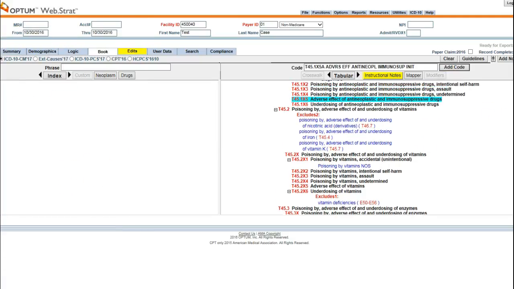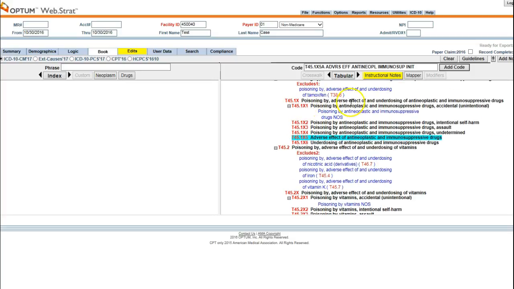So I have poisoning, adverse effect, underdosing, no. Poisoning by intentional, no. Assault, no. Undetermined, no. So here we are. And as you can see, you can always go back to look at the 3 or 4 digit category. And so for her, she has T45.1X5, and then we have an A at the end. So this is pretty much how my code should look with my 7th character. So don't forget to use your 7th character when you're dealing with external causes of injuries.